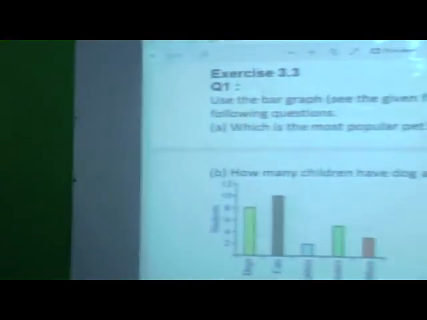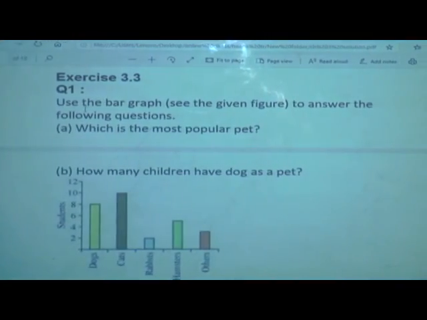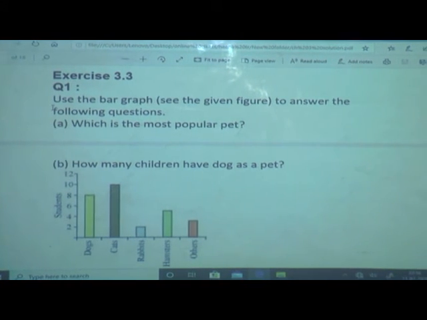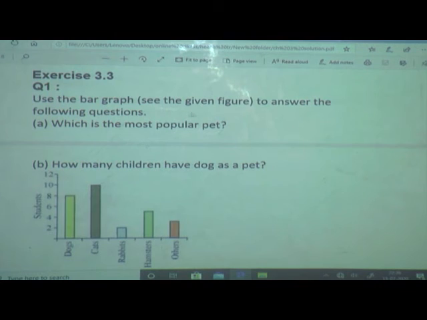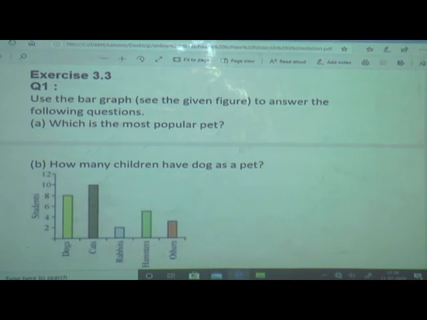We have some questions here. First we will try to solve this one by one, step by step. Use the bar graph. Already the bar graph is given to us. See the graph which is given to us to answer the following questions. So now it will be more easy. When you see the graph, you can answer the questions which are given to you.